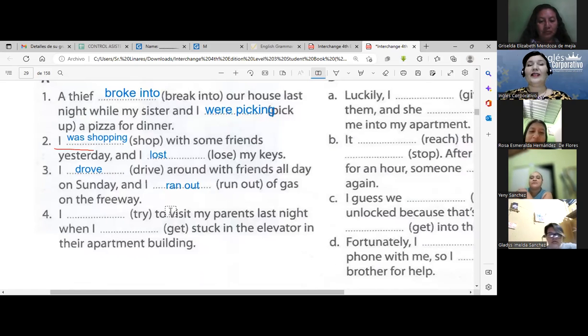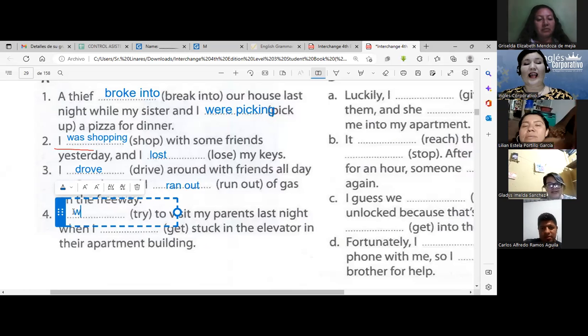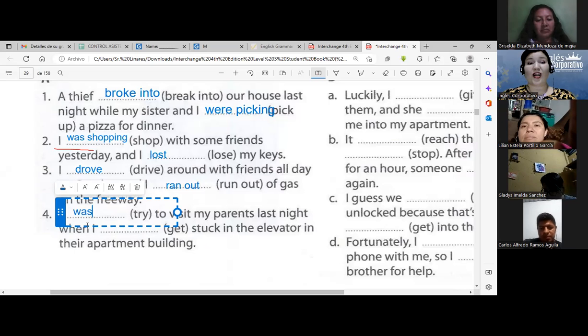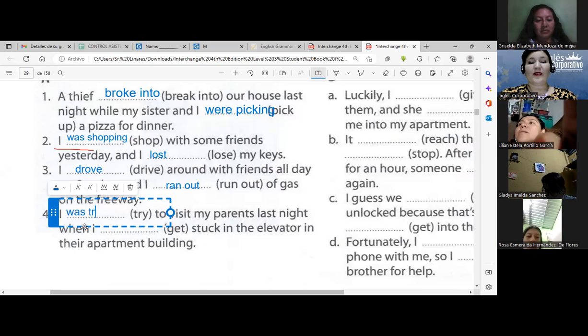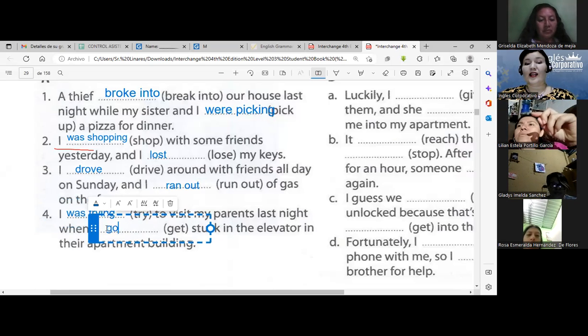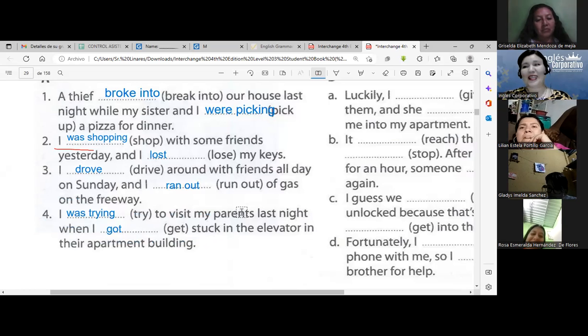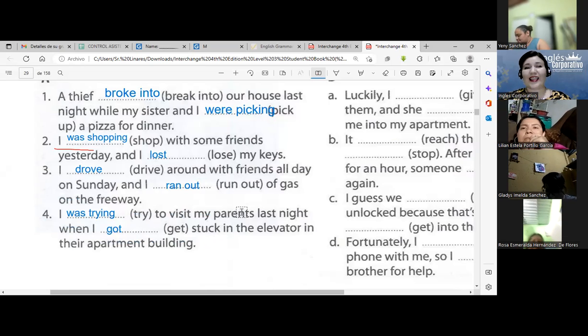Number four. I was trying to visit my parents last night when I got stuck in the elevator in their apartment building. Okay. I was trying, right? Because he didn't do it. He got stuck in the elevator, right? Es la misma historia. Creo que me estoy quedando atrapado. It's not possible, right? I got stuck in the elevator.